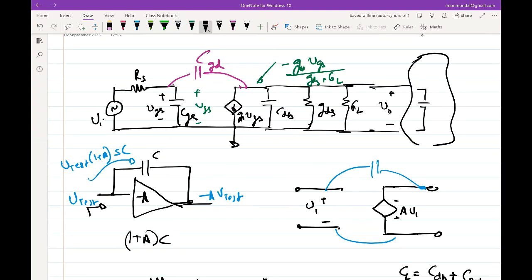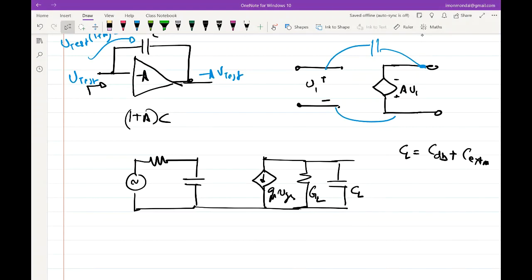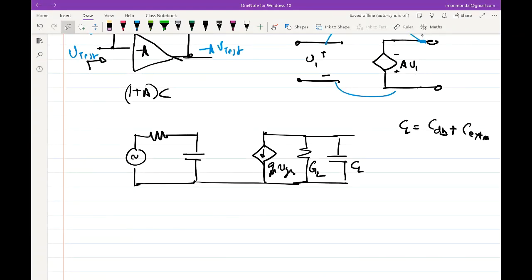If it's driving another common source amplifier, this capacitance will be CGS. Obviously, when you are making an amplifier, you are making it to drive something. There's no point making an amplifier which just sits and does nothing. It will have to drive something, which means there will be a GL and CL associated with it also. So let's assume that it is driving something.